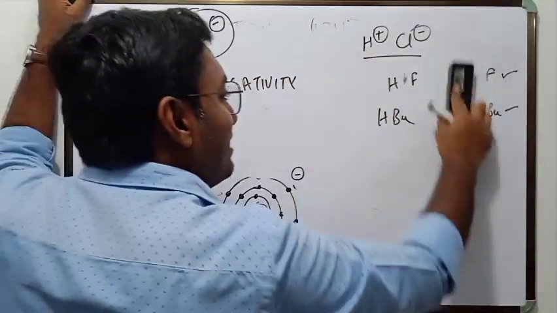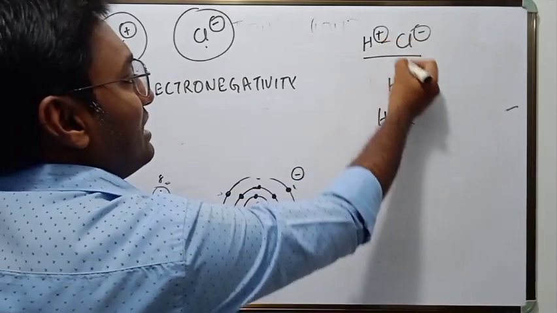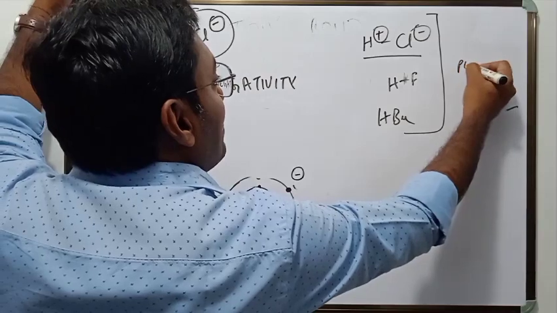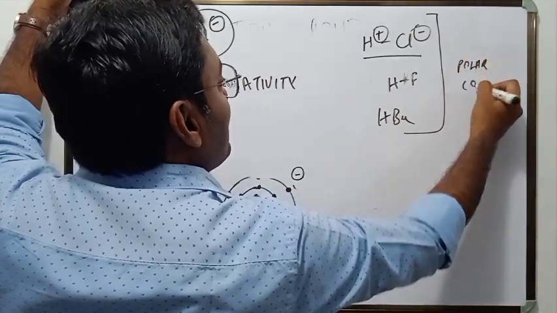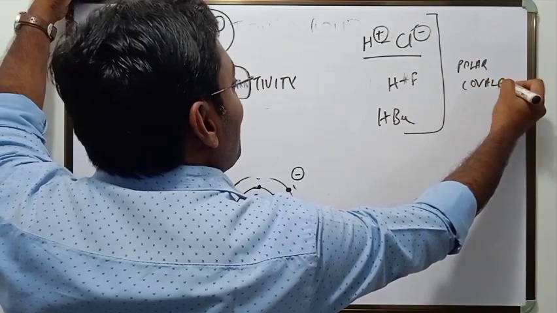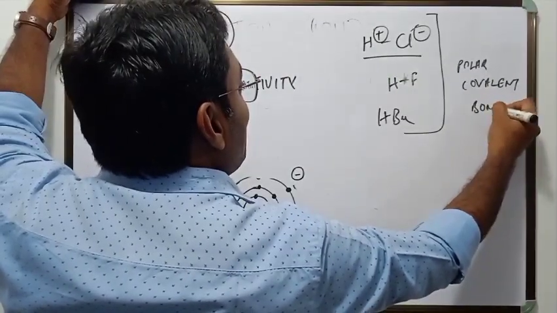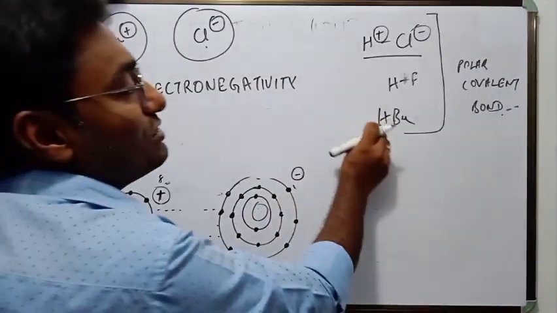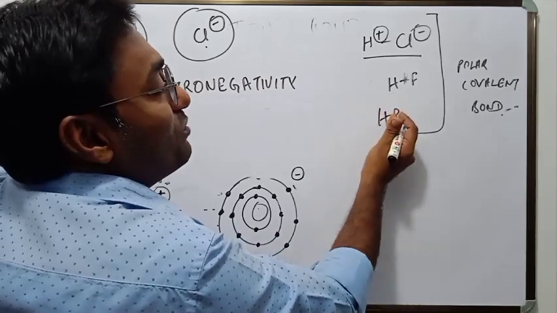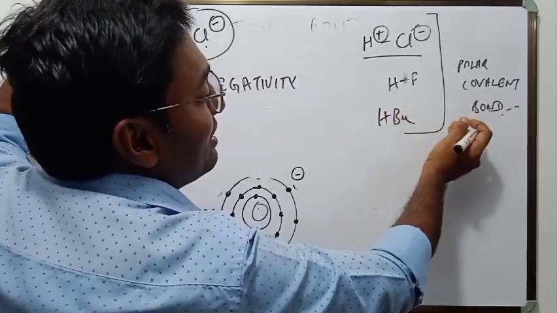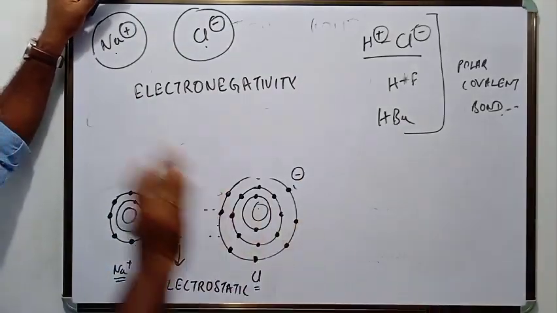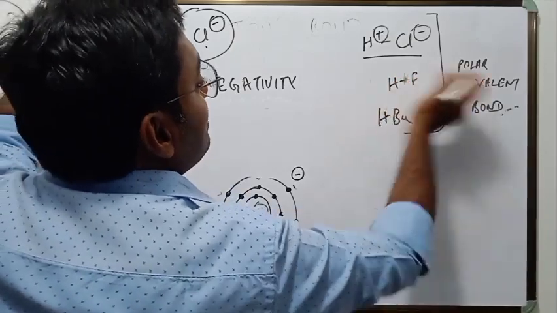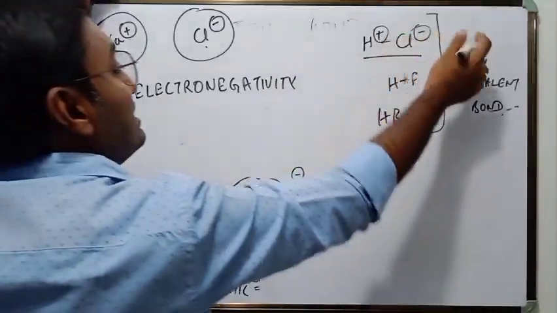Between sodium and bromine. Here in HCl, HF and HBr, we are witnessing polar covalent bond. It is not ionic bond, it is polar covalent bond. There is mutual sharing of electron, but that mutual sharing of electron is not equal. The electron cloud is shifted towards the more electronegative atom. There is no complete transfer of electron. There is no permanent transfer of electron. It is just the shift of electron cloud towards the more electronegative atom. So that is what is seen in polar covalent bond.